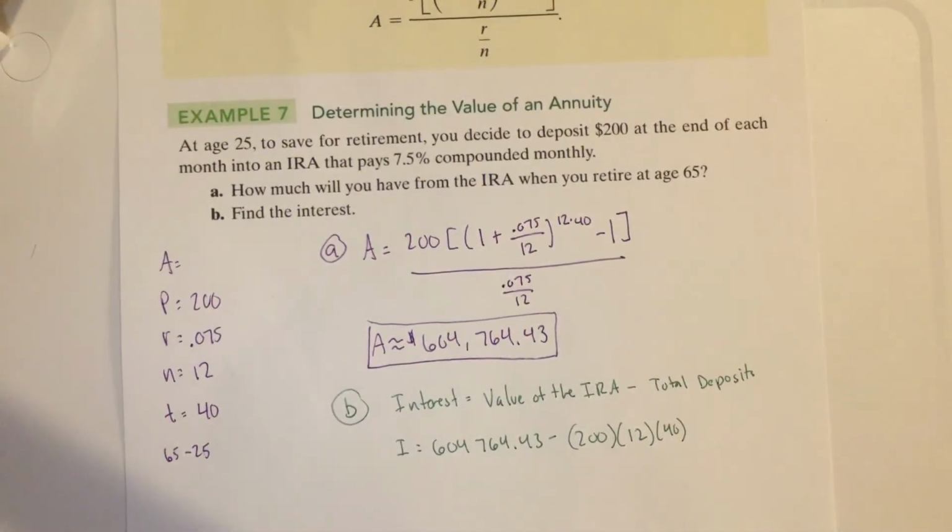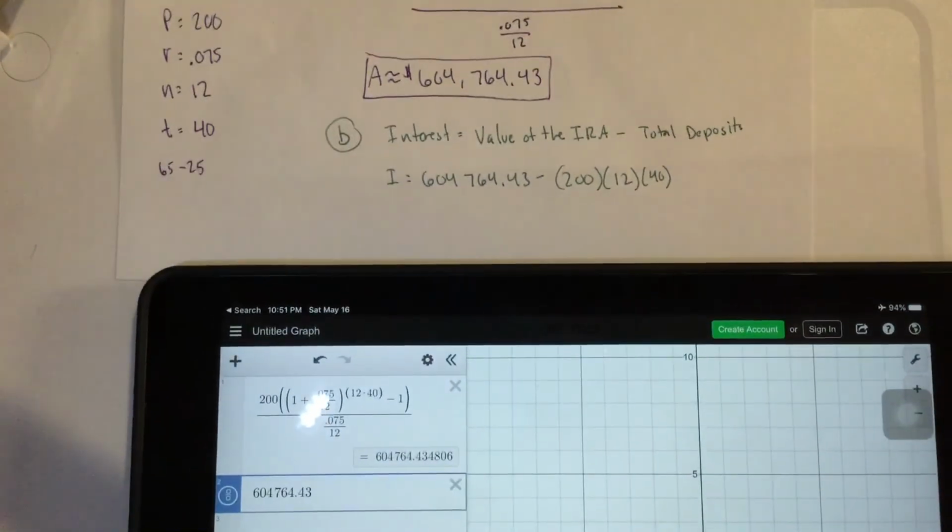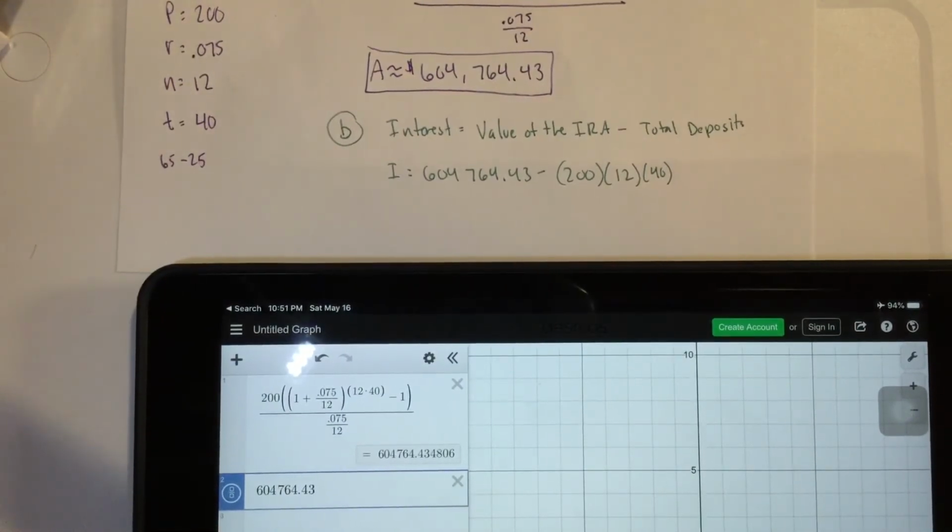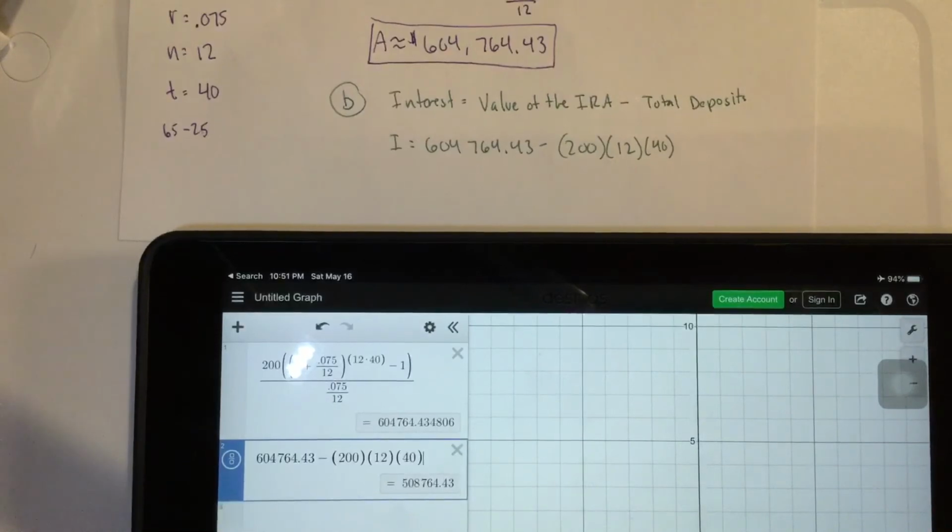Now you can take this and type it into your calculator. So I'm gonna just type in this number first real quick. All right, so right now I have just typed in that answer, $604,764.43 minus the total deposits, which is 200 times 12 times 40. And here we can see the interest is actually $508,764.43. So there we can see that answer right there.